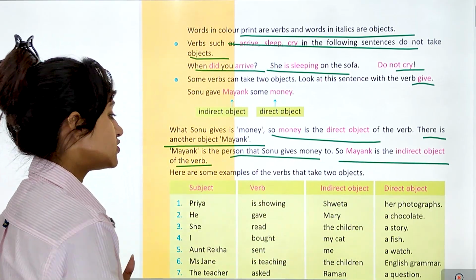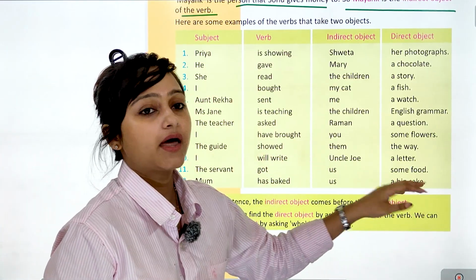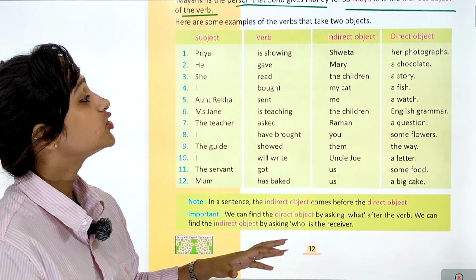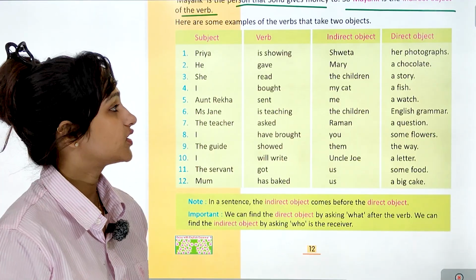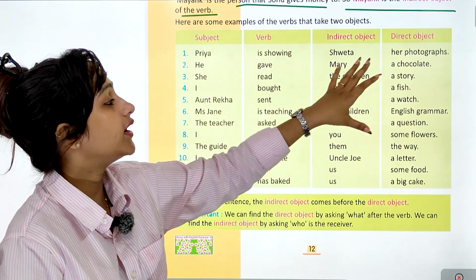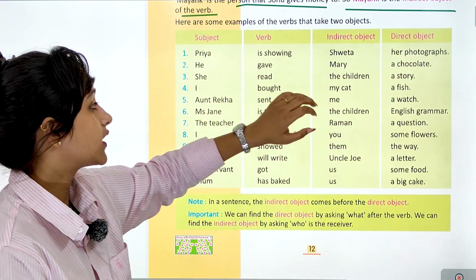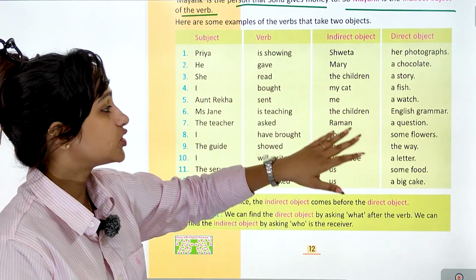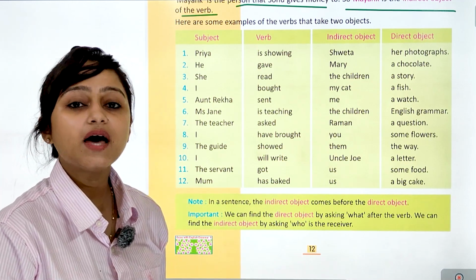Here are some examples of verbs that take two objects. So subject, verb, indirect object and direct object. Priya is showing Shweta her photographs. So Shweta क्या है आपका? Indirect object है. अब direct क्या है आपका? Her photographs. He gave Mary a chocolate. So Mary is the indirect object. A chocolate is the direct object. She read the children a story. So the children is the indirect object. A story is the direct object.